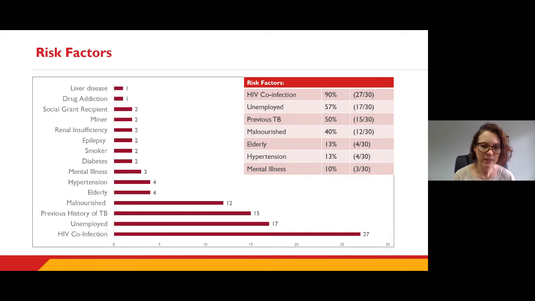So looking at risk factors, there were some flags that came through quite strongly, the first of which being HIV co-infection. Of the first 30 files that we reviewed from 2020, 27 were HIV positive, so that was a 90% HIV co-infection rate. We also noted high rates of unemployment at 57%, 50% had had a previous episode of TB, and 40%, so 12 out of the 30, were noted to be malnourished as well.